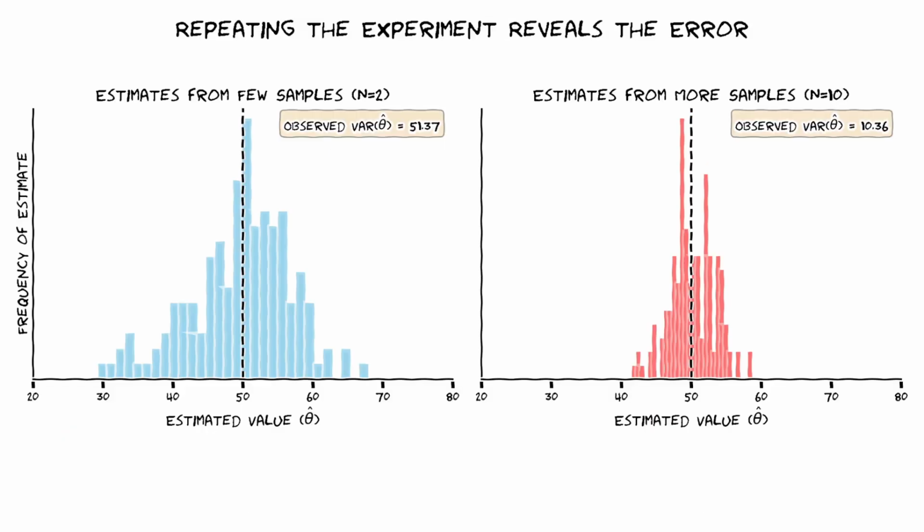Of course, a single trial could be lucky or unlucky. To truly understand the quality of our estimator, we need to repeat the experiment thousands of times and look at the distribution of the results.